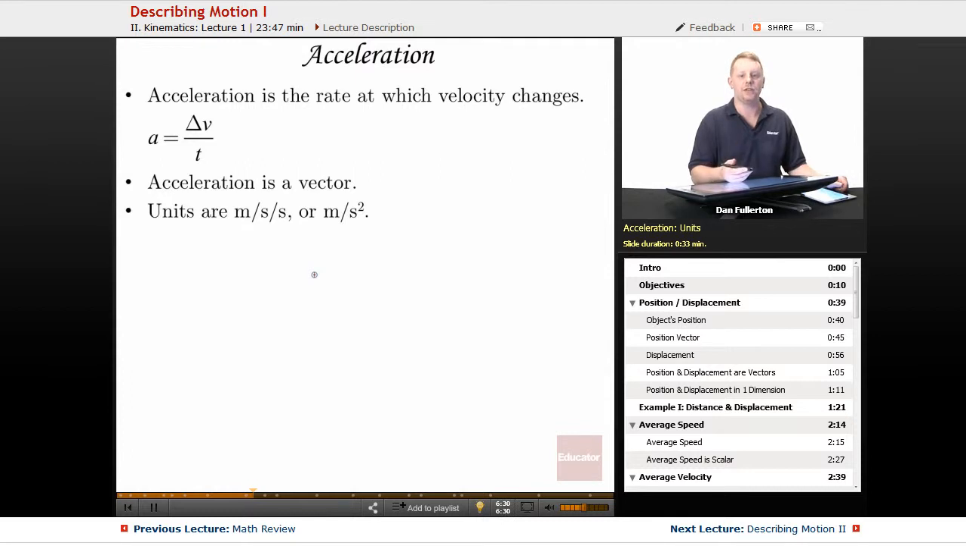As velocity changes, you may go from a velocity of 10 meters per second to 20 meters per second. If the time it takes you to change your velocity by 10 meters per second is 1 second, your acceleration was 10 meters per second every second, or 10 meters per second squared. Now, in relation to velocity, acceleration is the derivative of velocity with respect to time, which would be written as v prime.